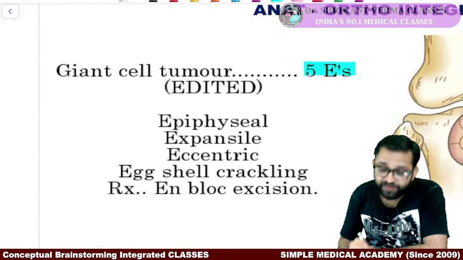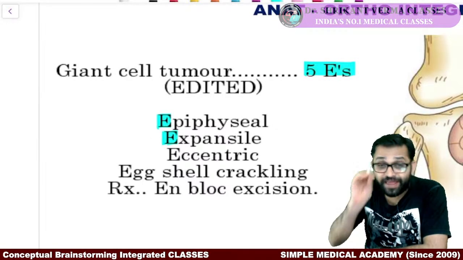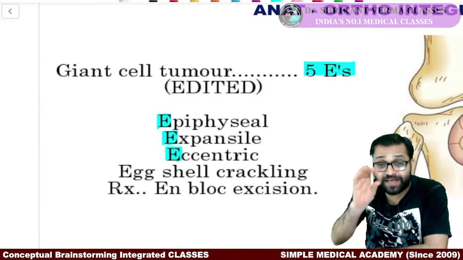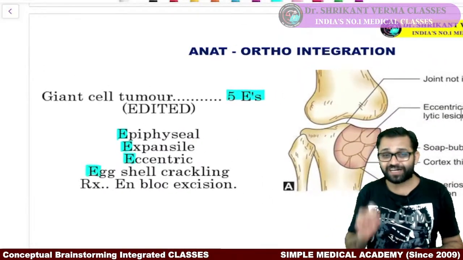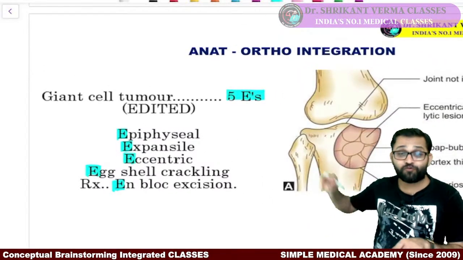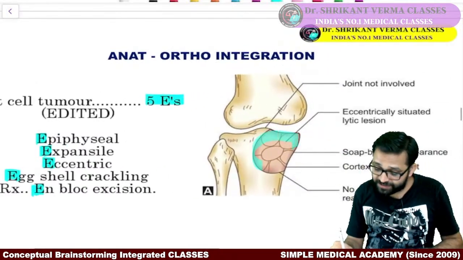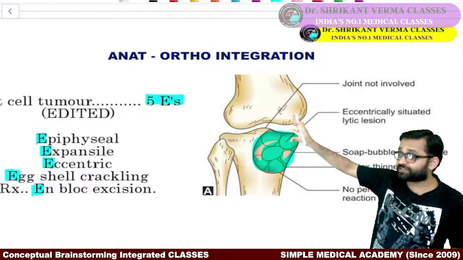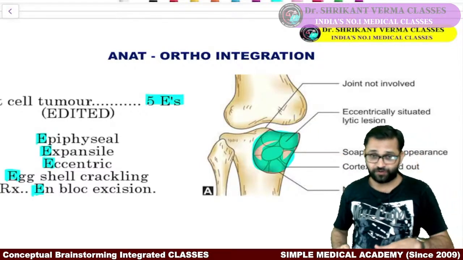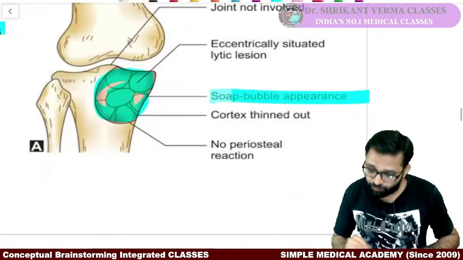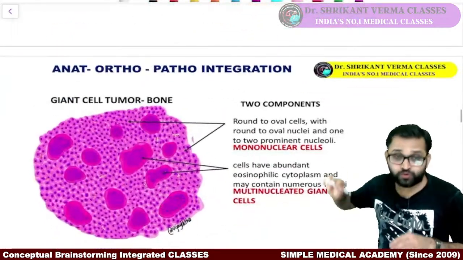What you have to remember, 5E. E for epiphyseal tumor. E for expansile mass, E for eccentric mass, E for when you palpate this tumor, you will get the eggshell crackling, and for the treatment we are performing the en bloc excision. So remember, this is ortho integration. It also occurs at the distal end of the radius and ulna. It also occurs around the knee joint. Yes, this is the soap bubble appearance. Very important fact.